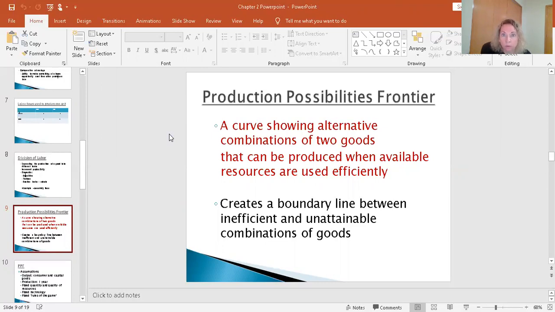Everyone's got a pool of resources. If we were doing a PPF for ourselves as individuals, our primary resource, some of you might have other resources, but our primary resource is going to be labor. So our production possibilities frontier with our labor would be what you and I could produce if we were using our labor perfectly efficiently, not wasting a single second, a single minute of a single day.